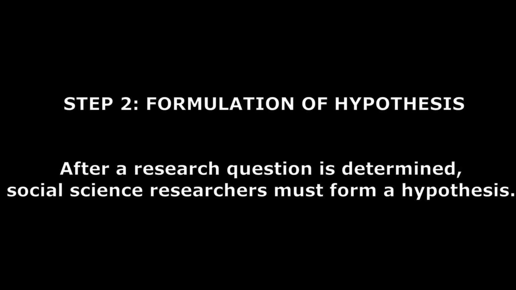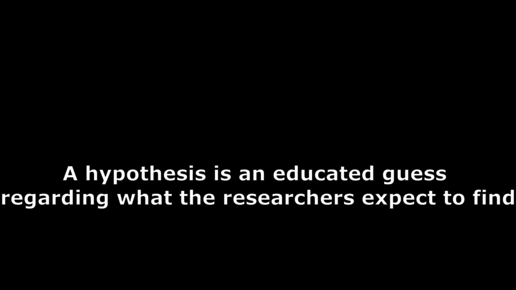Step 1, I've defined it for you. I said that step 1 is the first step, which begins with a question or curiosity, and the question is actually a research question. Step 2 is the formulation of hypothesis, and you have to define hypothesis. Hypothesis is an educated guess regarding what the social researcher or researchers expect to find. Usually, social science researchers base their hypothesis on previous research in the field.